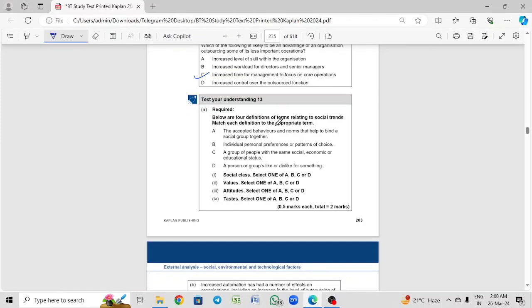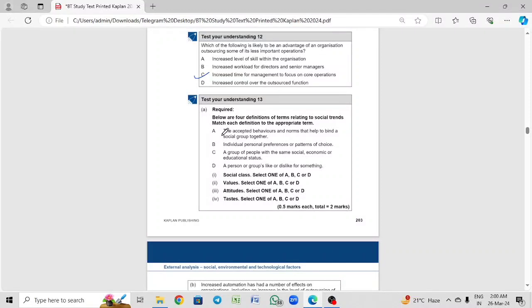Okay, test to understand number 13. Below are the four definitions of the term relating to the social trends. Match each of the definitions to the values. Okay, for A, let's look. The accepted behaviors and the norms that help to bind social groups together. So it is values. For A it is values.